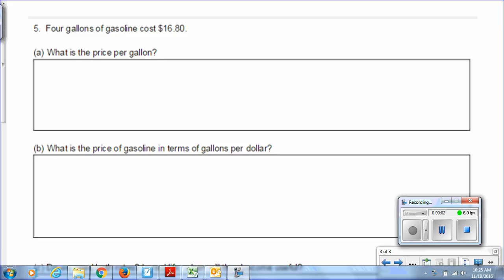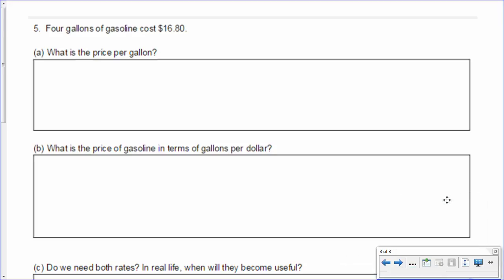Okay, so this is part 2 of our 1117, Thursday 1117 topic, and we are still working with proportional relationships. So, we'll continue on to question 5 in this part.